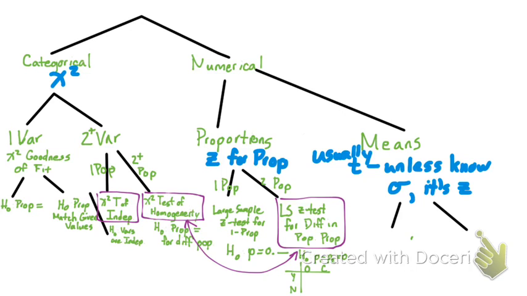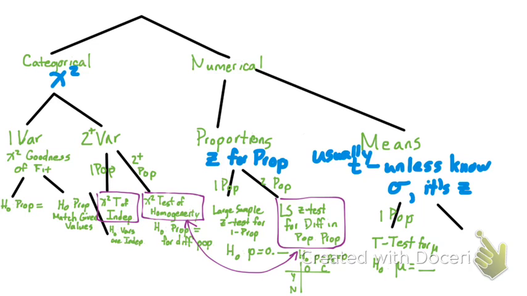Once you know you're testing for means, we need to care about how many populations I have. So do I have one? If it's just one population, that's going to be a one-sample t-test for the population mean. Usually in that case, my null hypothesis is just going to be that my mean value equals some number.